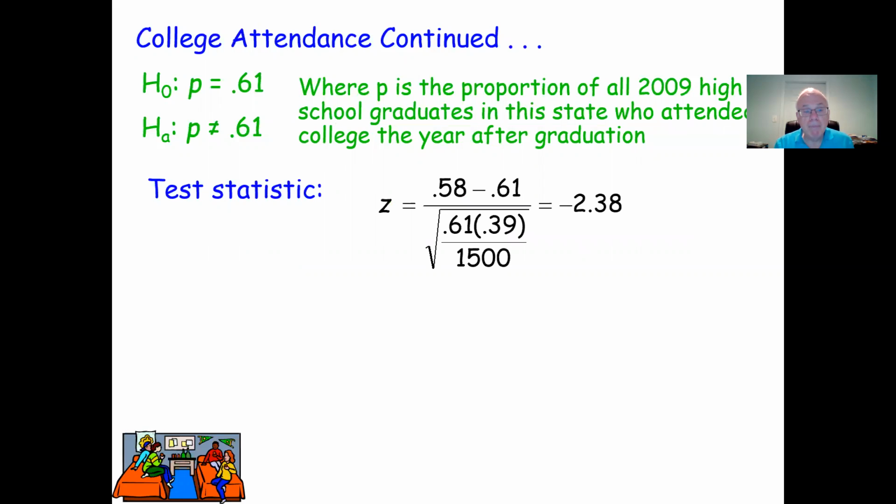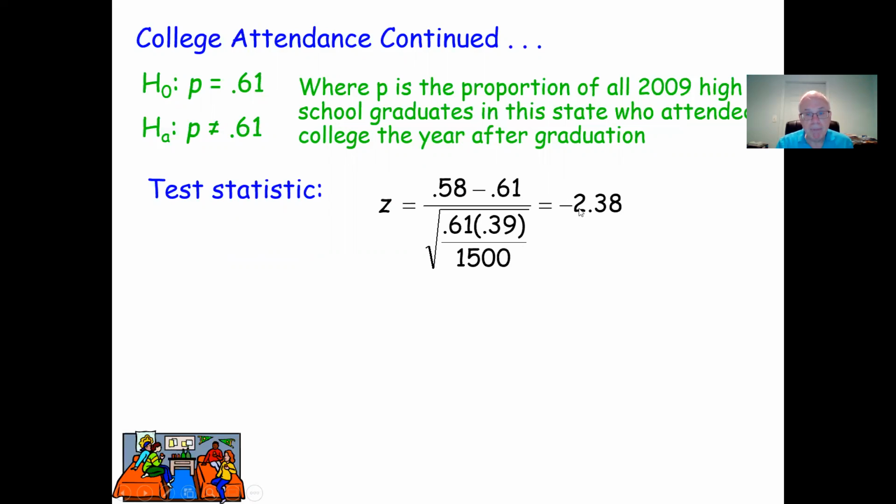Okay, here's our test statistic. Our numerator is going to be P hat minus P. What is P hat? The sample proportion. That's 0.58. So the first number is always the sample proportion minus the hypothesized proportion. We always pull it out of the hypothesis test. And the denominator is going to be the square root of P, our hypothesized proportion, 0.61, times 1 minus P, which is 0.39, divided by our sample size, which is 1,500. And when we do that, we calculate it to be negative 2.38.